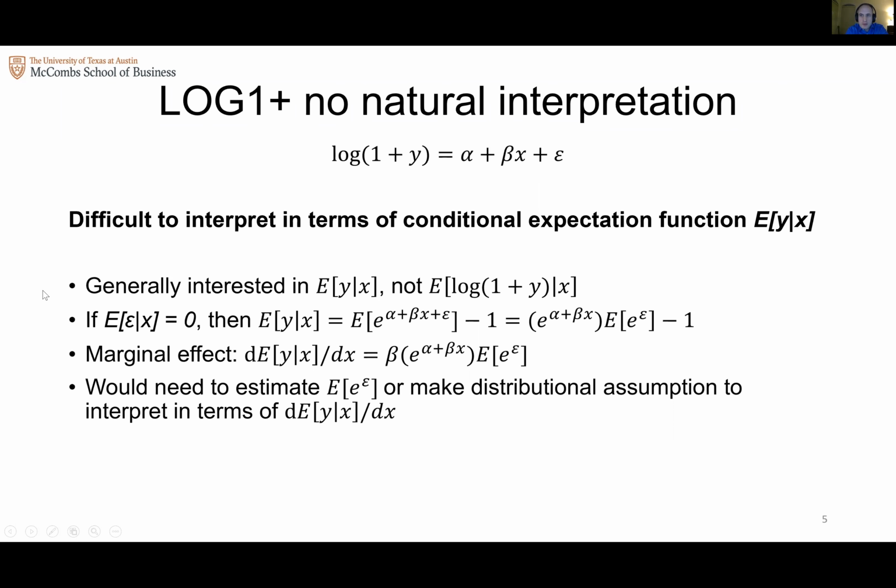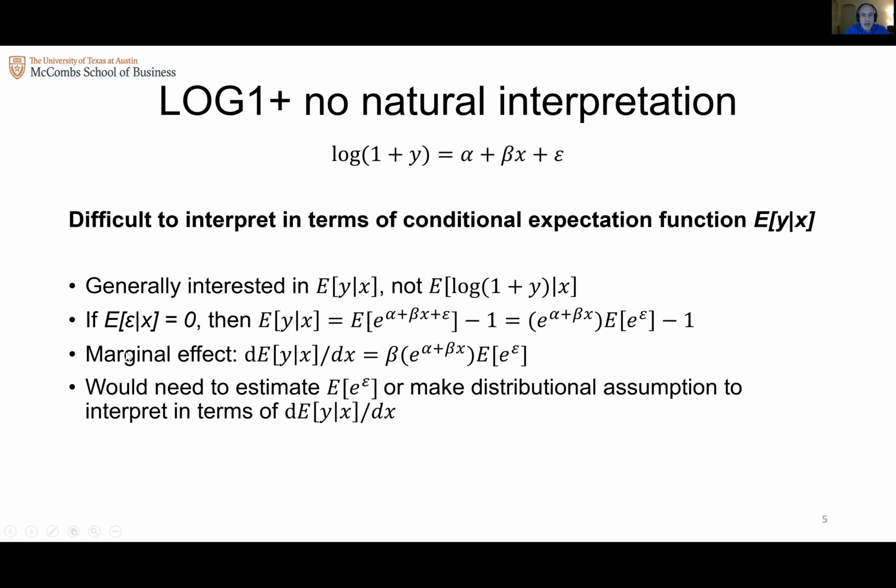The first problem is that these things don't really have a natural interpretation in terms of a conditional expectation function. If you were to ask Josh Angrist how we should be thinking about the outcomes from these regressions, he would say what we really care about is the conditional expectation function. And that's not something we can easily say using these types of regressions. What we're generally interested in is the mean of y as a function of x, not the mean of the log of 1 + y as a function of x. That in and of itself doesn't necessarily have a lot of meaning, under the standard exogeneity assumption.